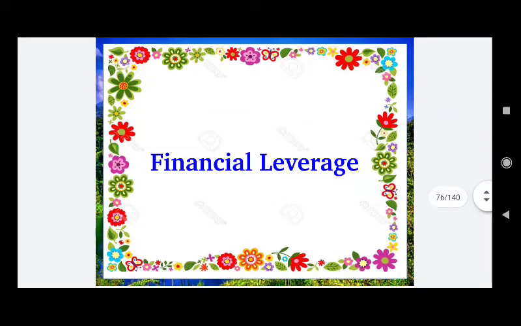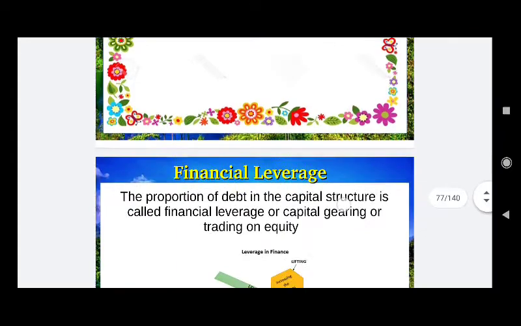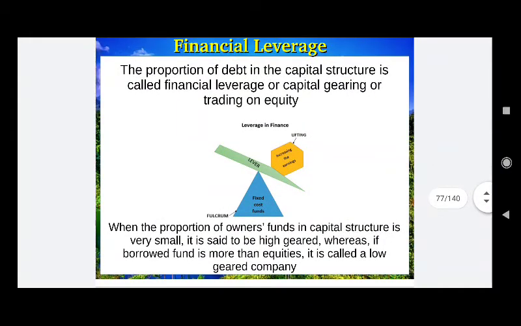Then comes financial leverage. The proportion of debts in the capital structure is called financial leverage or capital gearing or trading on equity. When the proportion of owner's fund in the capital structure is very small, it is said to be highly geared, whereas if the borrowed fund is less than the equity, then it is called a low geared company.